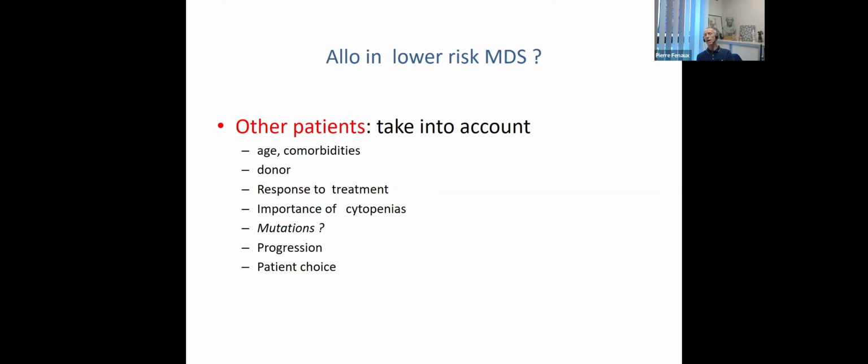mutations per se are rarely an indication for transplant, except perhaps TP53. But otherwise, we lack follow-up to say that we're going to transplant a patient just based on mutations. Progression, of course, and of course the patient choice at some point. And so this is a difficult decision to take, but it's rarely urgent. So you can wait and see if the patient evolves, etc.